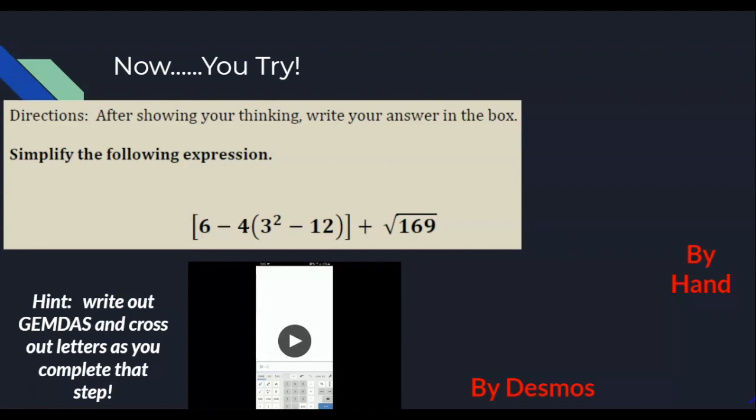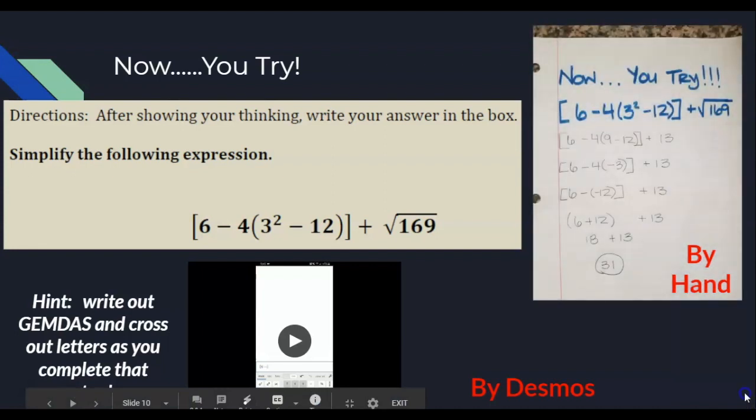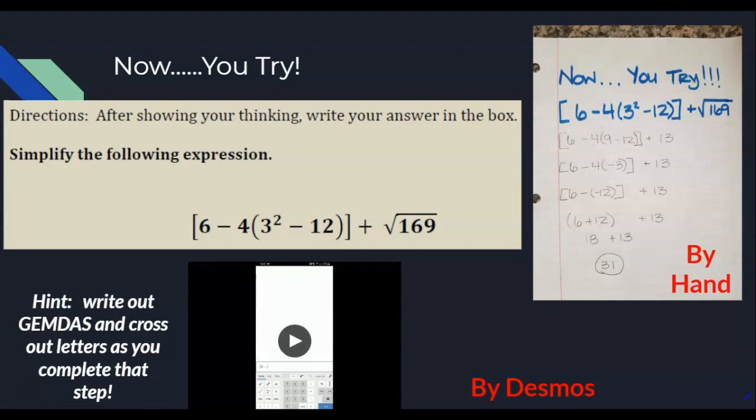Now let's look at the solution. Notice here we work with the innermost grouping symbols, which are the parentheses. We start by squaring the 3, getting 9 and subtracting 12. And then we continue to work our way outward. Finally, after simplifying the square root of 169, which is 13, we bring those two answers together, 18 plus 13, and we get 31. Please take some time to look at this expression simplified using the Desmos calculator.